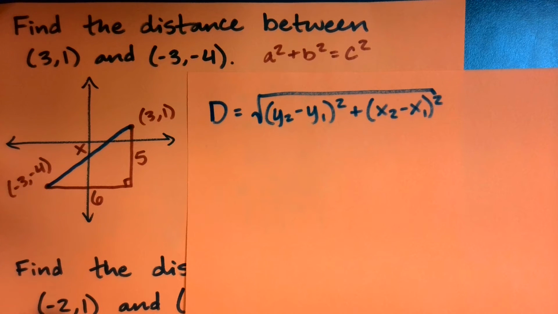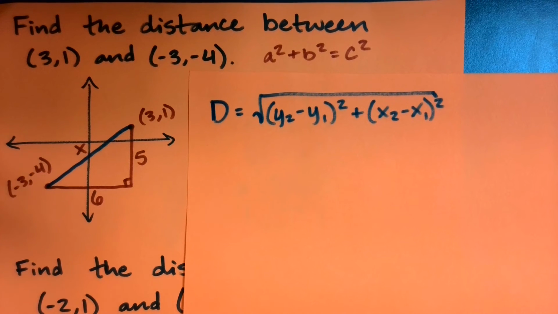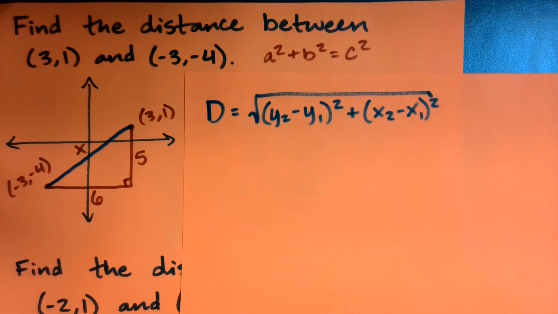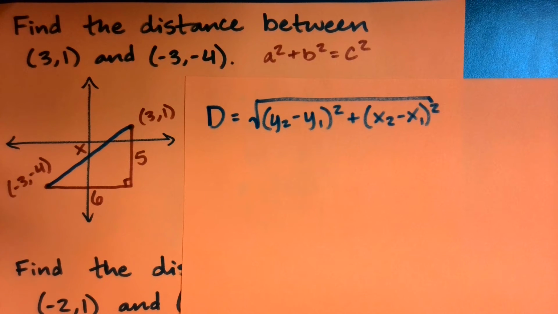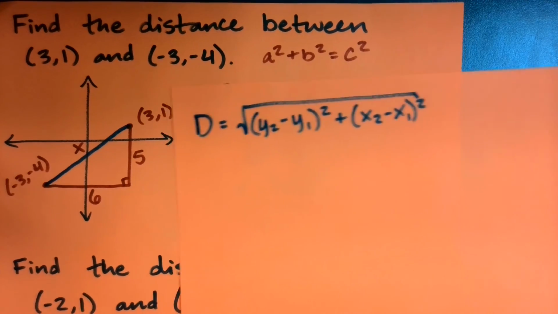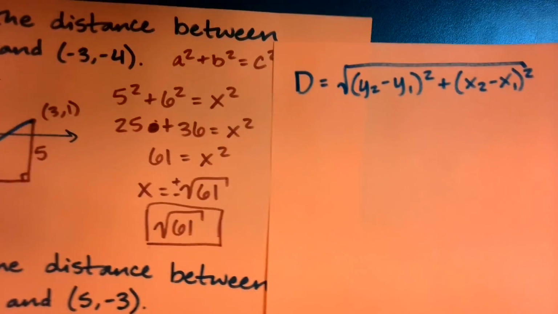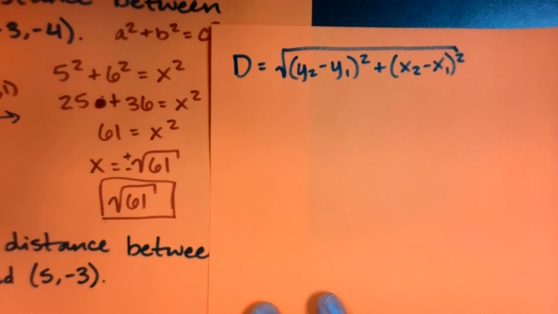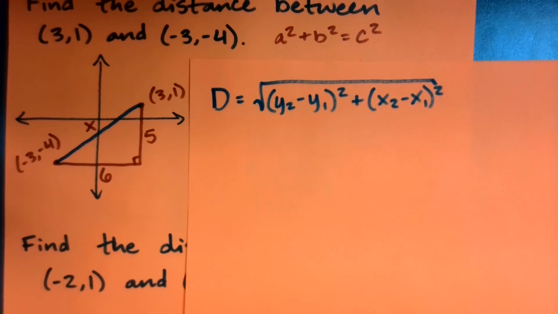I don't care which method you use. My preference is Pythagorean theorem, but everybody's brain doesn't work the same way. So if you would like to use the distance formula, you can. What I do want you to notice is that they are the exact same thing. The distance formula and Pythagorean theorem are using the same values. They're doing the same thing.